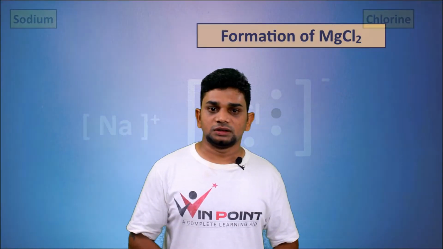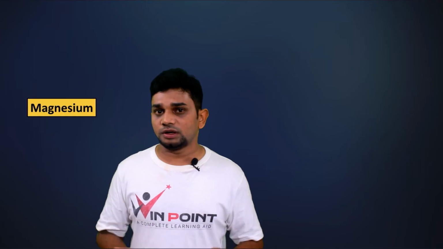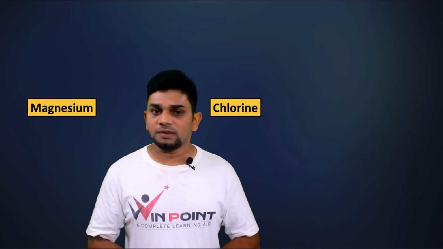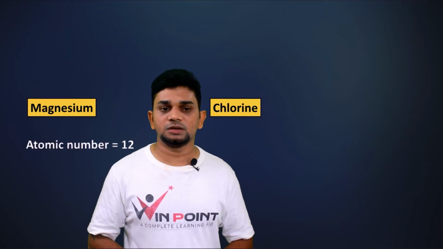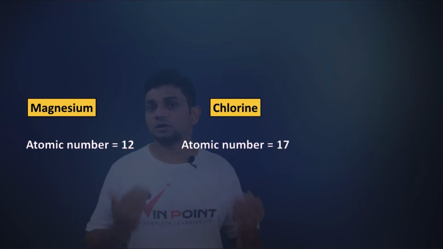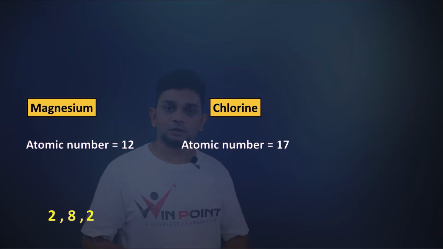Now we can discuss the formation of MgCl2. First we need to know the atomic number of magnesium. The atomic number of magnesium is 12. Magnesium chloride means there are magnesium and chlorine. The atomic number of magnesium is 12 and the atomic number of chlorine is 17. The electronic configuration of magnesium will be 2,8,2. The electronic configuration of chlorine is 2,8,7.